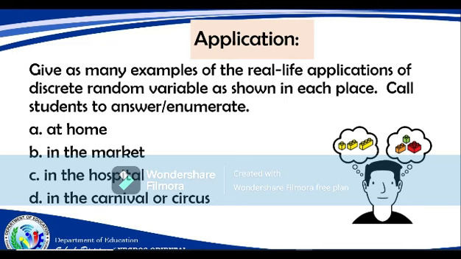Now let's proceed to the application. Give as many examples of real-life applications of discrete random variables as shown in each place. Okay, so you're going to answer this in your notebook again. So for example, at home, just provide at least two examples of each. So you are going to give 2 examples of discrete random variables that you can see at home, in the market, in the hospital, in the carnival or circus. Okay.